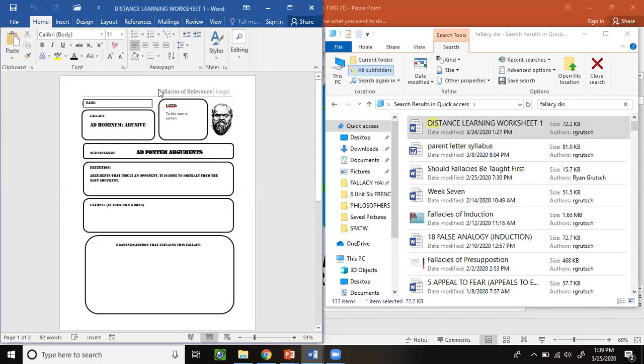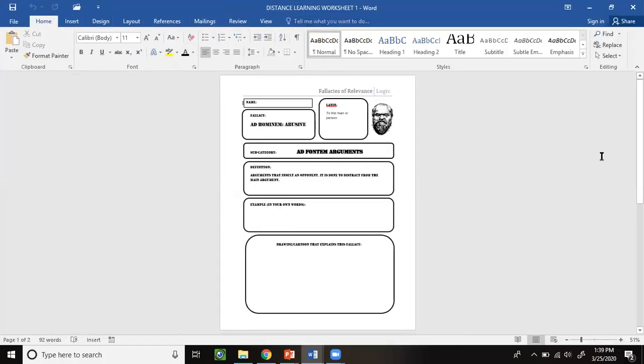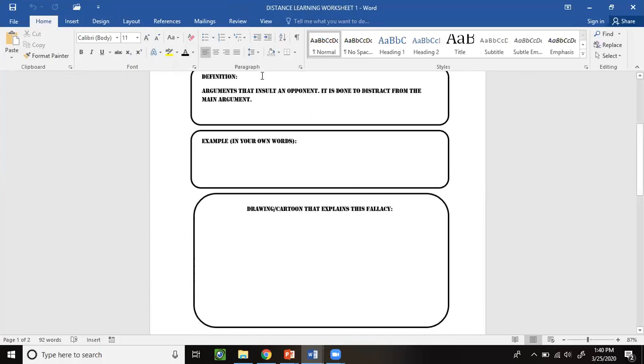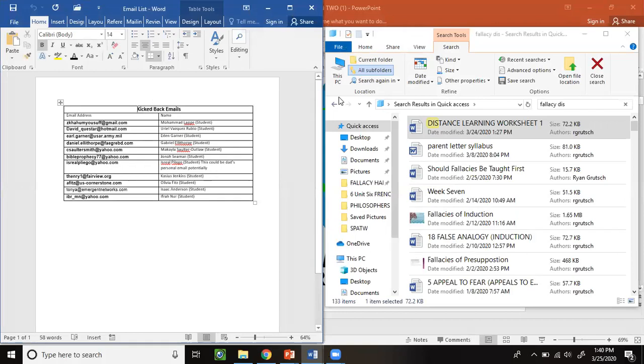Perfect. Here it is. All right. So the worksheet's going to look like this. Now, normally we would fill this in together, but with our new way of learning, the definition will be filled out for you. When we're done, you're going to need to make an example of the fallacy in your own words, and then you're going to have to draw a cartoon that's based off of the example that you make. Okay, so that's what it's talking about by worksheet. All right, let's get back into it.